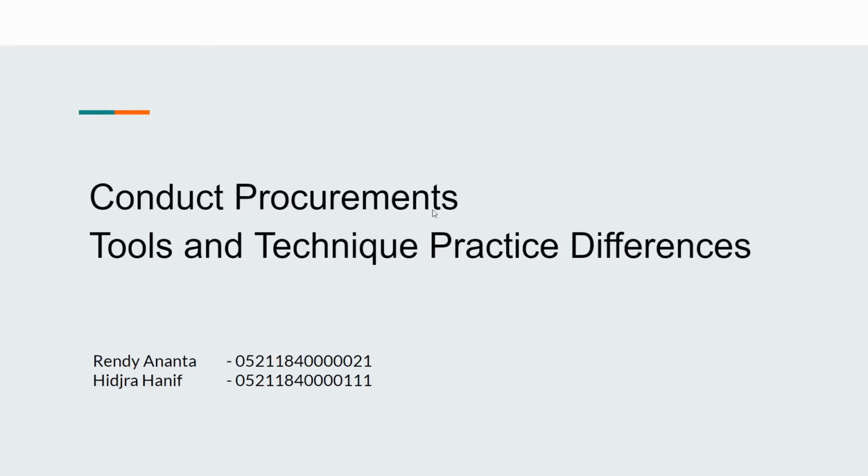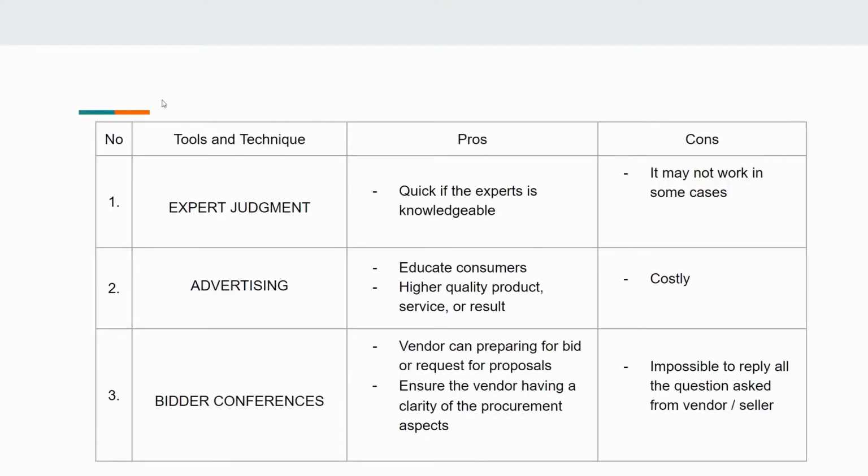So here we go, the tools and techniques that are available. The first three are expert judgment, advertising, and bidder conference. Expert judgment is interviewing an expert for the specific questions and information you want. The expert should have specialized knowledge related to the procurement process. It can be an individual or a group.